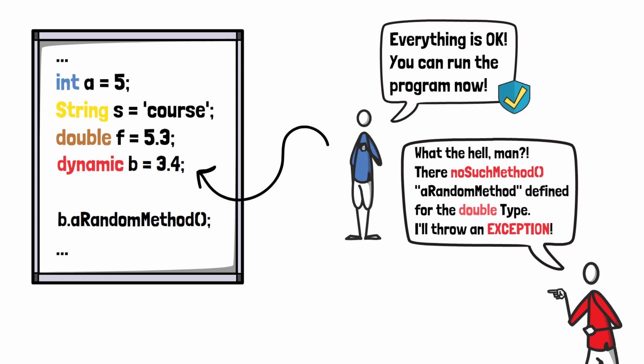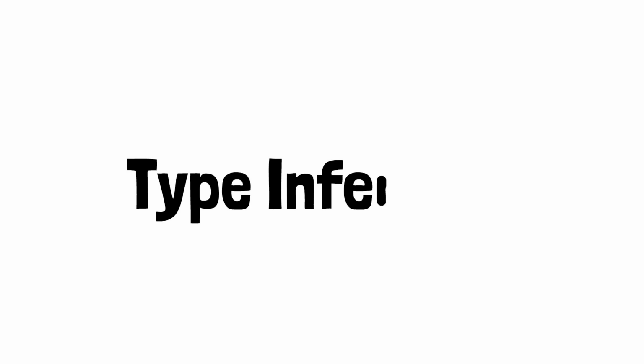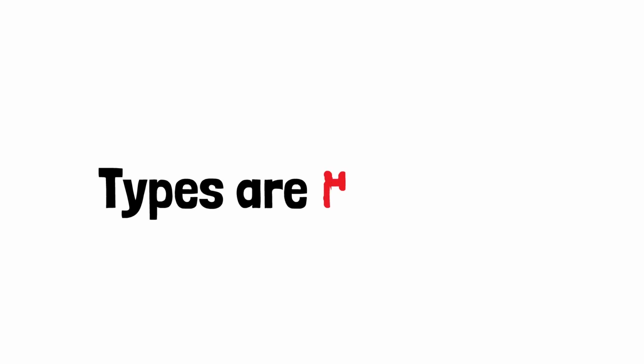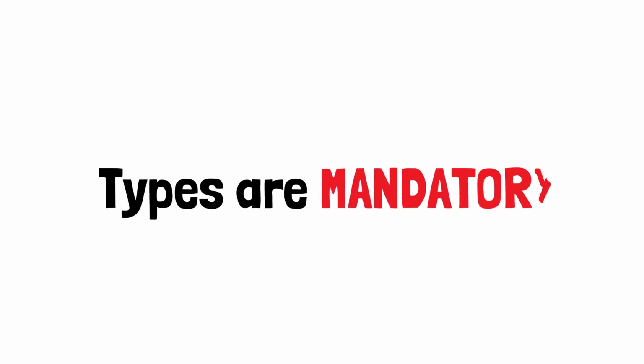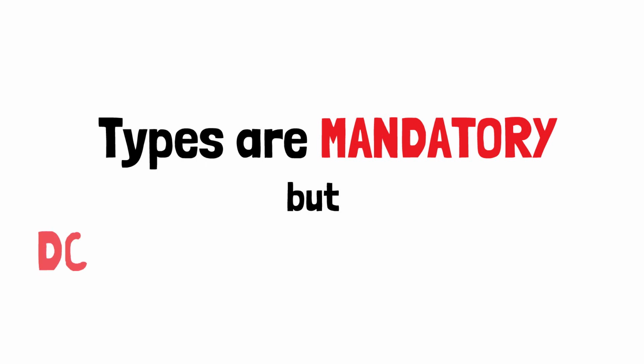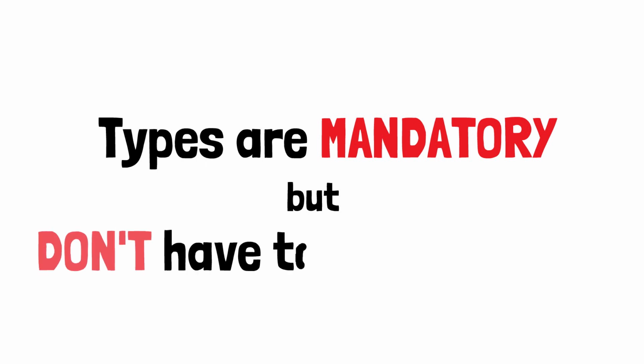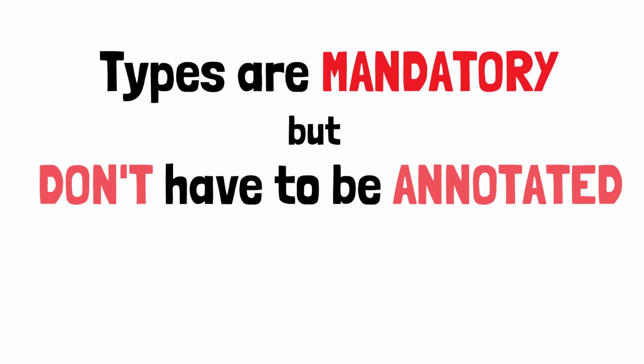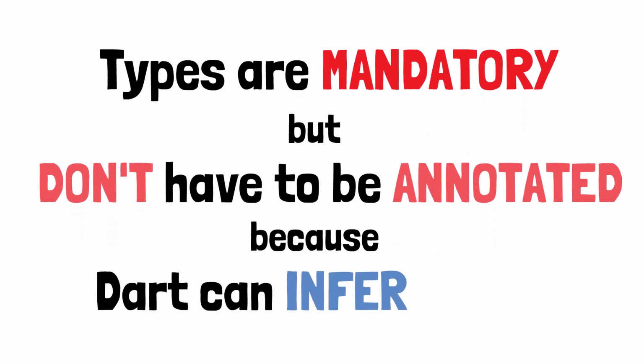Also, if you notice from the exception, Dart automatically knew the type you assigned the variable to, even though we initially assigned it to dynamic. How is it possible? We'll find out by studying the next topic called type inference. So, right until now, we established that types are absolutely mandatory inside Dart, being a type-safe language. But even though types are always mandatory, you don't have to specifically annotate them each and every time. That's because Dart can also infer types.